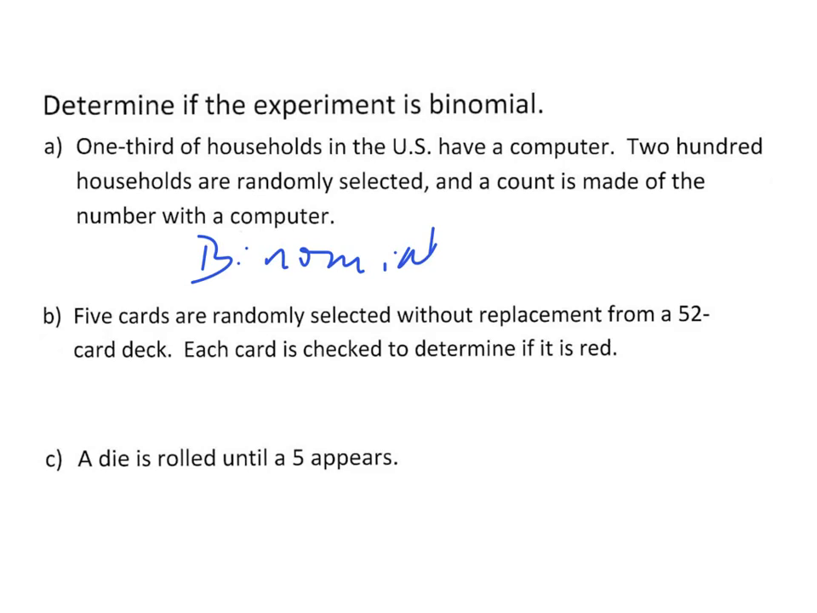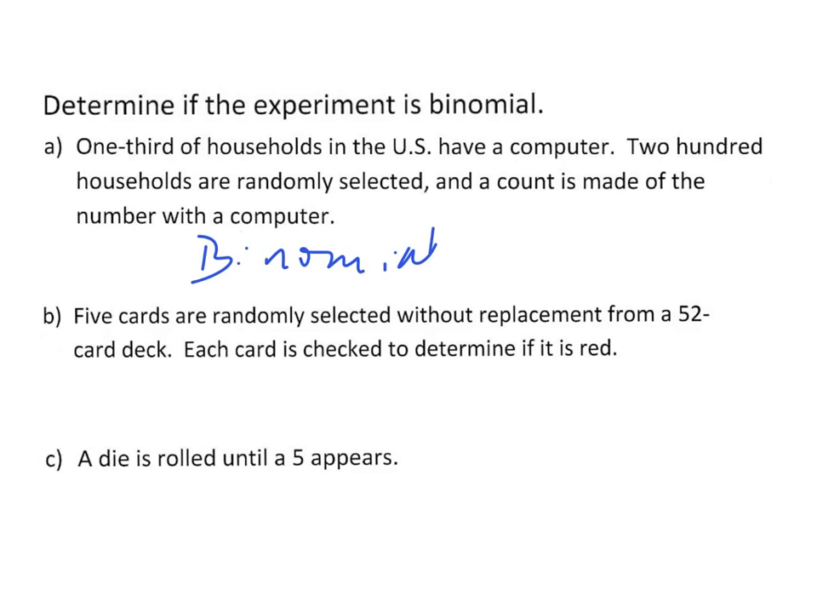Alright, B. 5 cards are randomly selected without replacement from a 52 card deck. Each card is checked to determine if it's red. So the success is what? If it's red. Failure, it would be black. Okay? Is there a fixed number of trials? Yes. How many cards are selected? 5. So both of those are true so far.